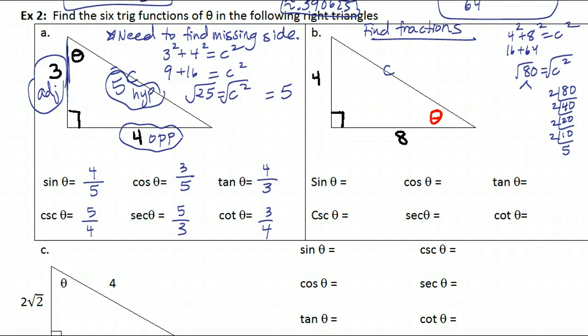All right, and when I do my upside down division, it's a square root, so I'm looking for pairs of 2. I've got 2 different pairs of 2. So 2 times 2, and then my leftover is 5. So 4 square roots of 5.